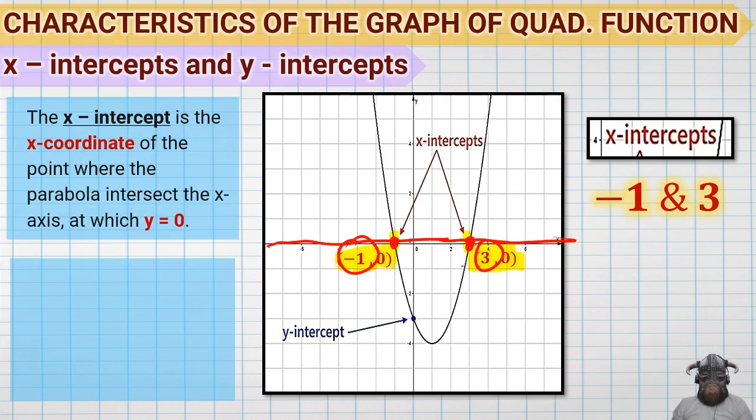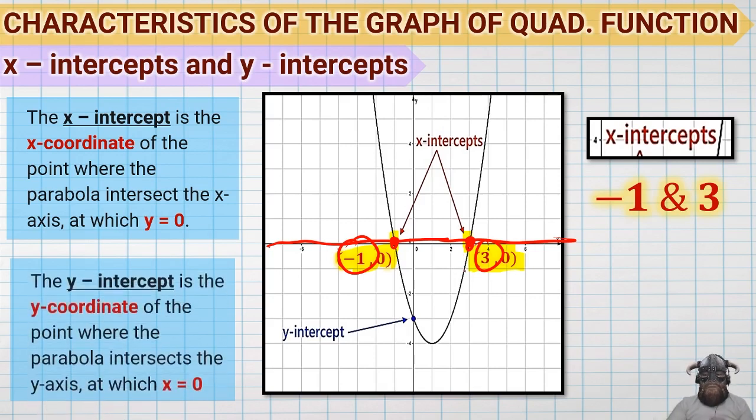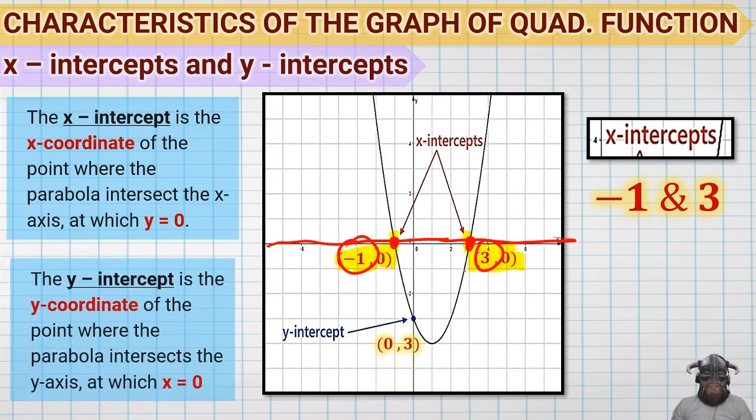So, on the other hand, meron naman tayong y-intercept. As we may recall, y-intercept is the y-coordinate of the point where the parabola intersects the y-axis naman. So, ito naman yung y-axis natin. Saan ba tatama doon yung parabola natin? So, ito yung y-axis. In this case, tumama siya dito. And that point is 0, 3. So, you can also identify that y-intercept. It is the point that passes through the y-axis and the parabola wherein x is equal to 0 naman. So, dito in this case, we have 0, 3.